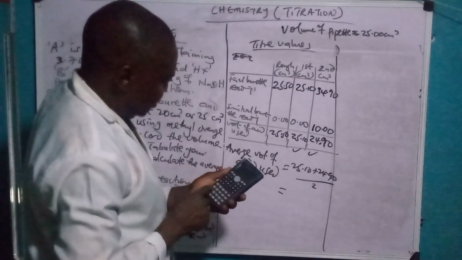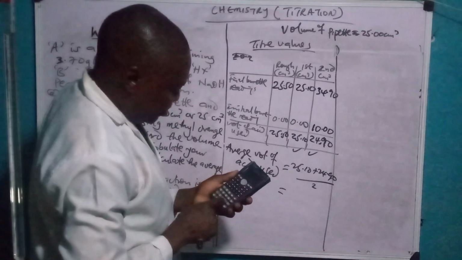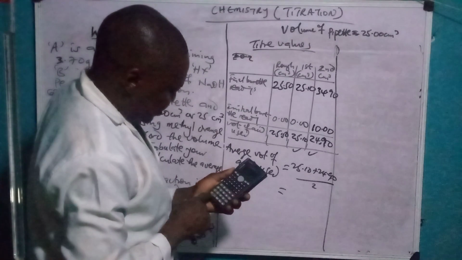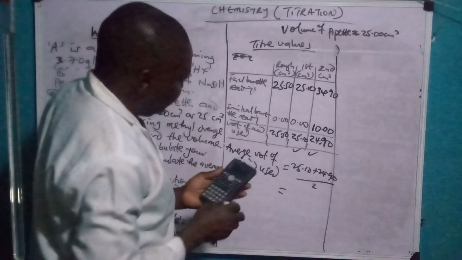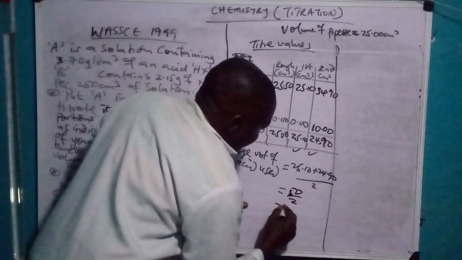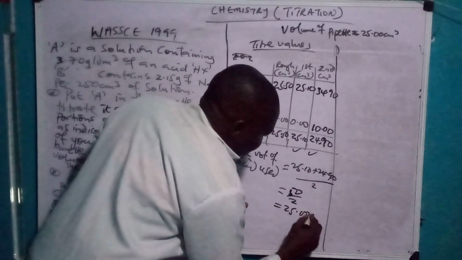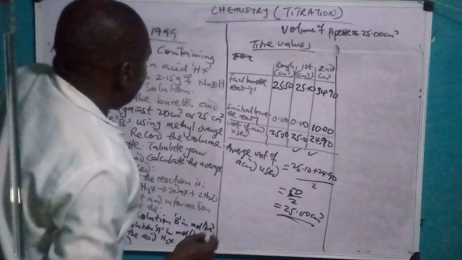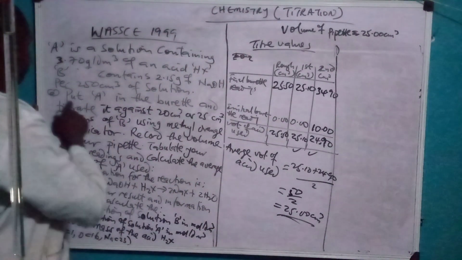25.10 plus 24.90 gives 50, over 2 gives you 25.00 cm3. Remember, it must be 2 decimal places. Now let's go for the calculation.